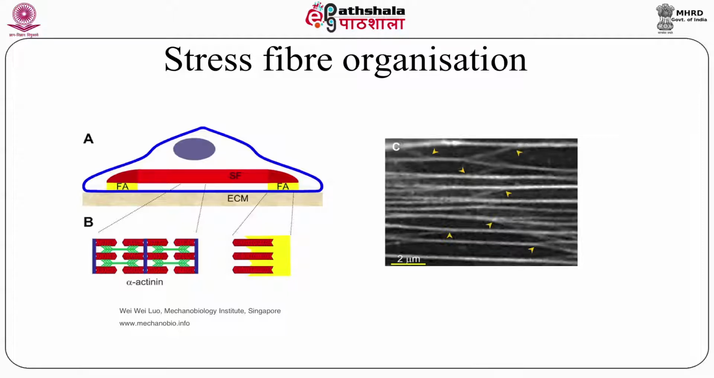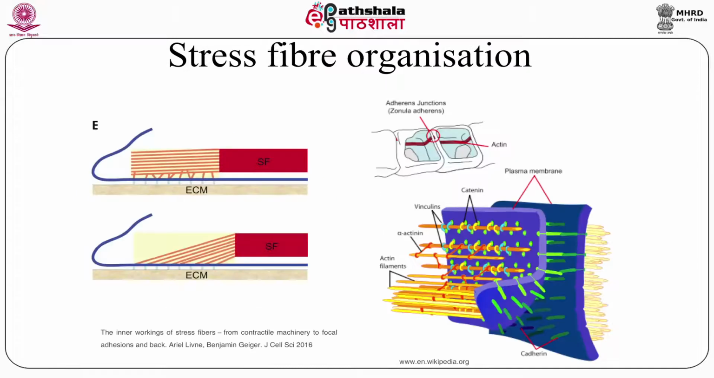The arrowheads in this picture show the multiple interconnections that are observed between adjacent stress fibers in a two-dimensional mechanical network. These interconnections are very important because they allow stress fibers to respond to external force input in a coordinated manner. You can see in panel E a proposed organization of the interface between stress fibers and focal adhesions.